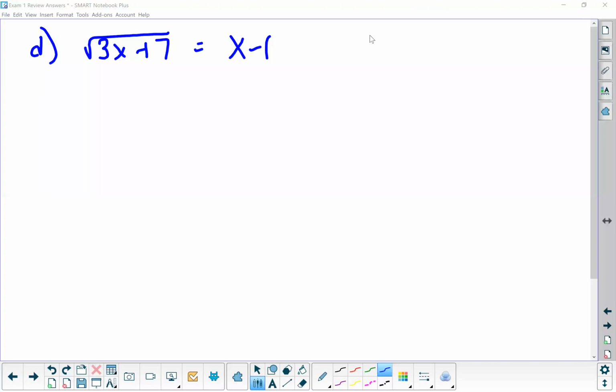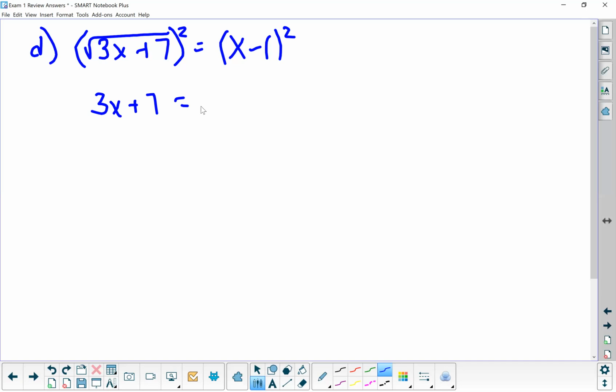All right, so the last two problems from the review assignment, 10D and 10E, I will go through the solutions right now. For D, we have a radical equation, so we want to get the square root by itself, which we have. We then need to square both sides to get rid of the square root. So square both sides. On the left-hand side, we're just left with what was under the square root.